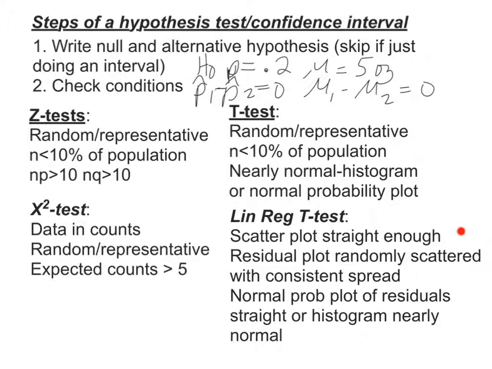The LinReg t-test has the scatter plot needs to be straight enough. That's a linearity assumption. The residual plot needs to be randomly scattered. That's independence, and consistent spread, equal variance, is your assumption. And your normal probability plot of the residuals has to be straight, or your histogram of the residuals needs to be nearly normal. So those are our conditions.